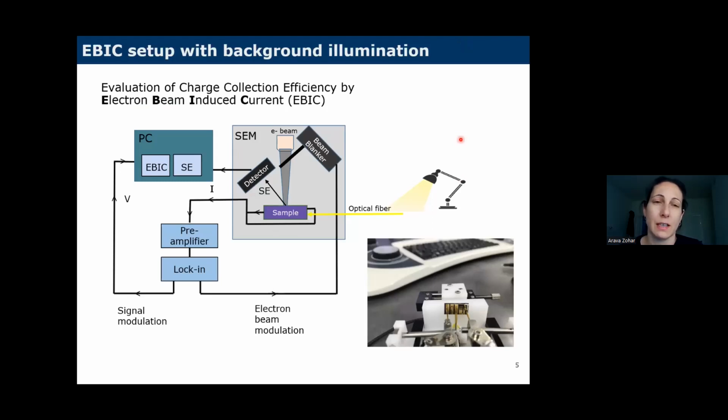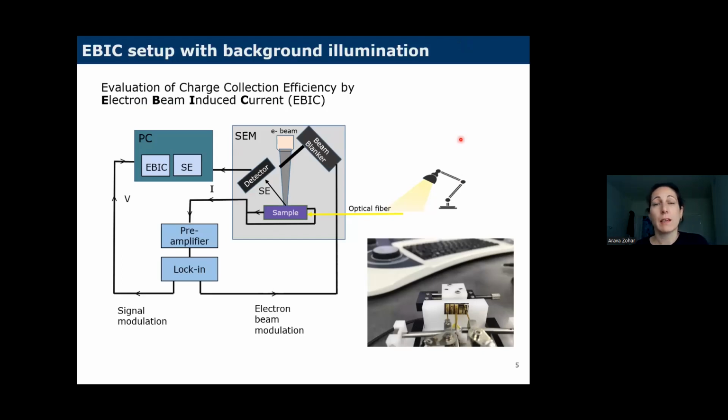Okay, so here comes the presentation of the technique that I used. I used electron beam induced current. This is the name of a setup, but basically what I'm using here is a microscope, an SEM. I will go through the explanation of the scheme later, but let's first give you some intuition for how it works.